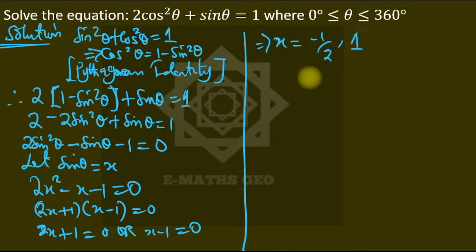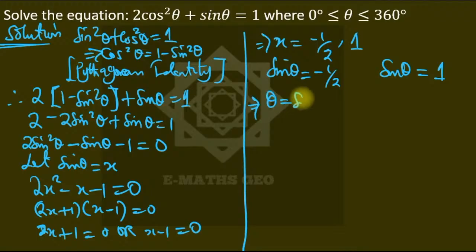But we are not asked to find x, we are asked to find theta. So from here, sin theta is minus half or sin theta is 1. So theta is arc sine of minus half, and here is arc sine of 1.